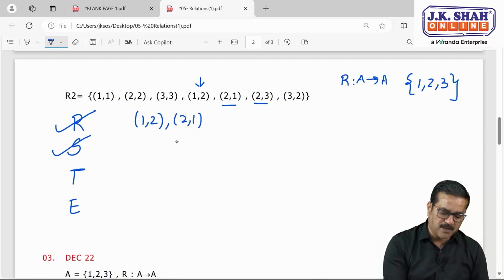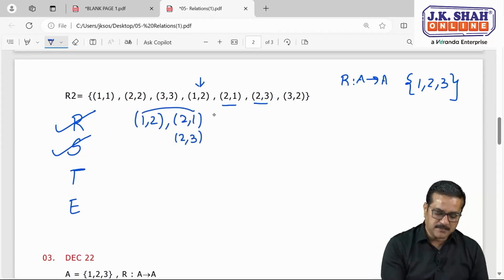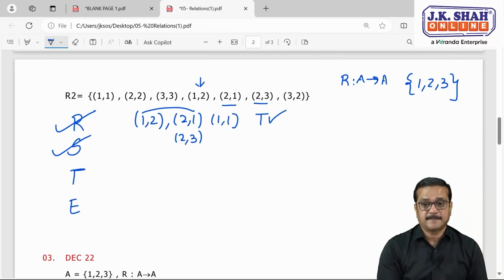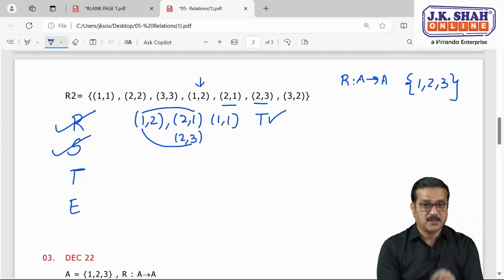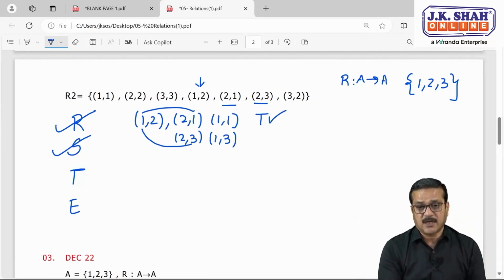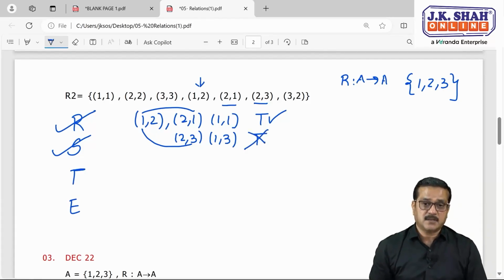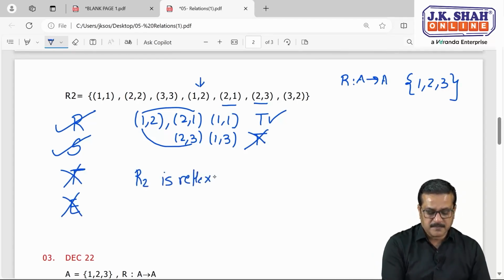So I'll be testing with 2,1 and with 2,3. I needed 1,1. Do we have it? Yes. So transitivity is alive. Here I will need 1,3. I'm testing 1,2 and 2,3, so 1,3 should be there. If 1,3 is there then it is transitive. 1,3 is not there in R2. Transitivity fails over here. It dies, and with it the equivalence also dies. So we say R2 this time is reflexive and symmetric only.